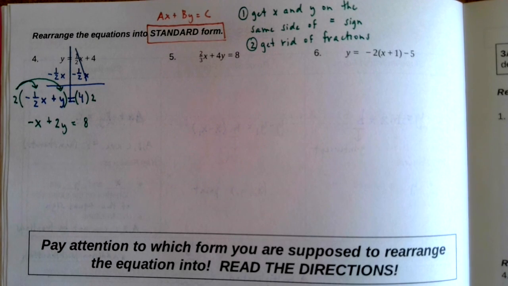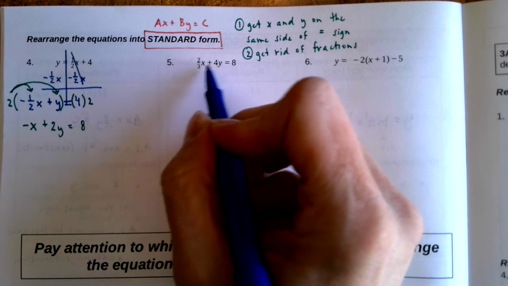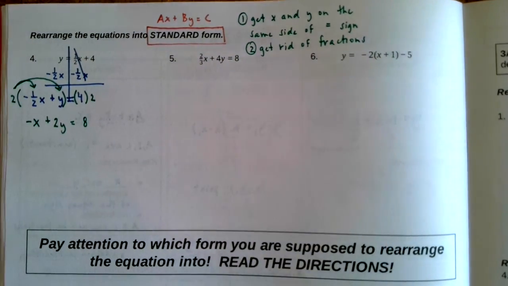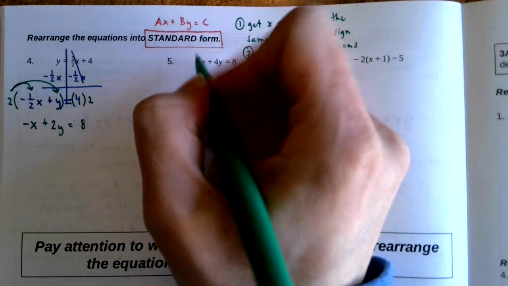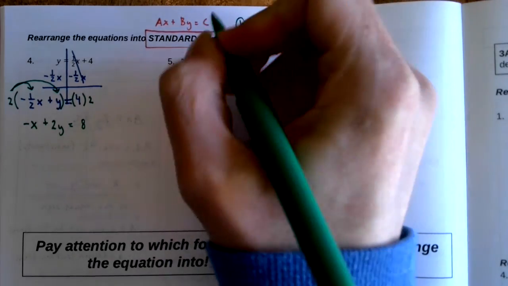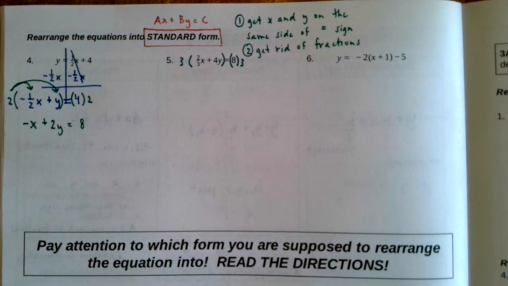All right, we'll do one more of these. Let's look at number 5. The nice thing with number 5 is actually x and y are already on the same side of the equal sign. The only problem I have is this fraction here. So to get rid of that fraction, I'm just going to multiply by that denominator. And again, we're going to do that on both sides.